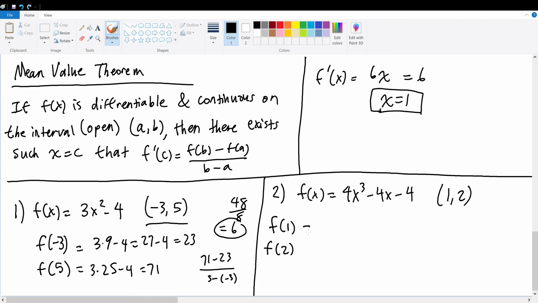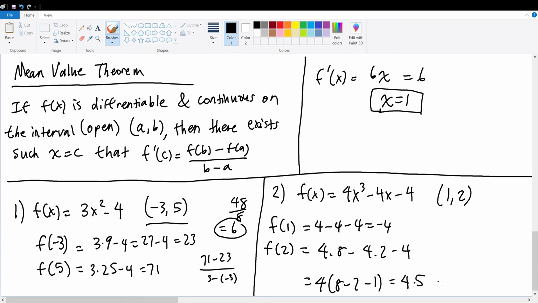So what is f of 1? f of 1 is 4 minus 4 minus 4, which is equal to -4. And when x is equal to 2, that becomes 4 times 8 minus 4 times 2 minus 4, which is the same thing as 4 times parentheses 8 minus 2 minus 1, which is the same thing as 4 times 5, which is the same thing as 20. So the secant slope that passes through these 2 points will be 20 minus -4 divided by 2 minus 1, which is 1, which is equal to 24. So the secant slope that passes through the interval 1, 2 within that function for number 2 will be 24.